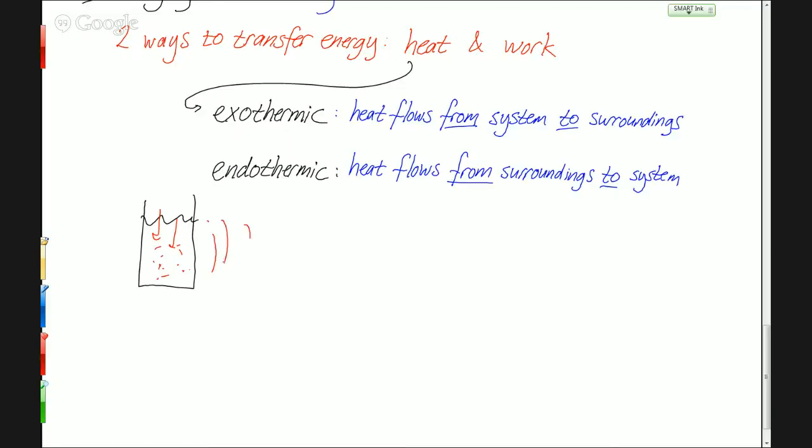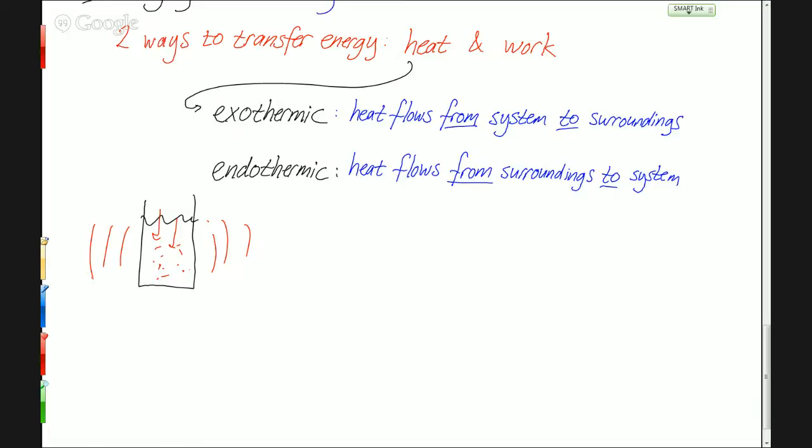And then we notice that it's starting to feel hot. We put our hands up to it, and it feels hot. Would you call that an exothermic process or an endothermic process? Yeah, we would experience that as exothermic, because when we're dealing with a chemical reaction, our system is always going to be the chemicals, the reaction itself.